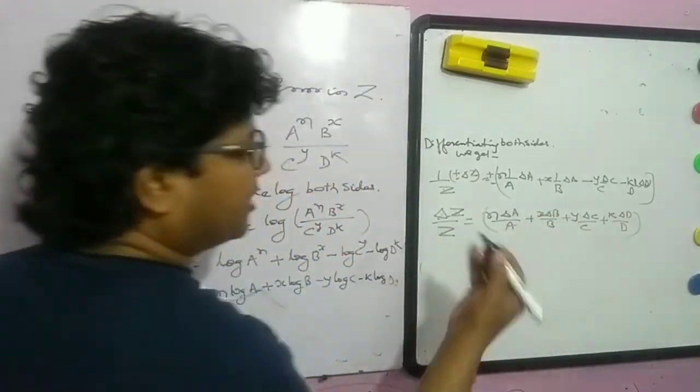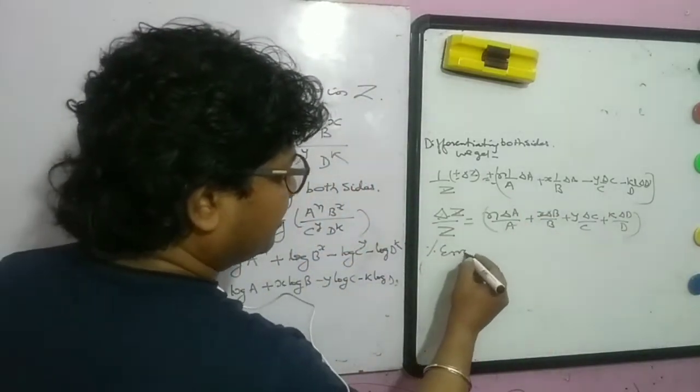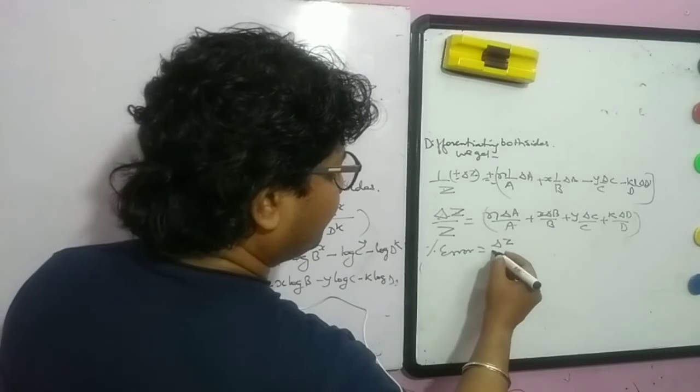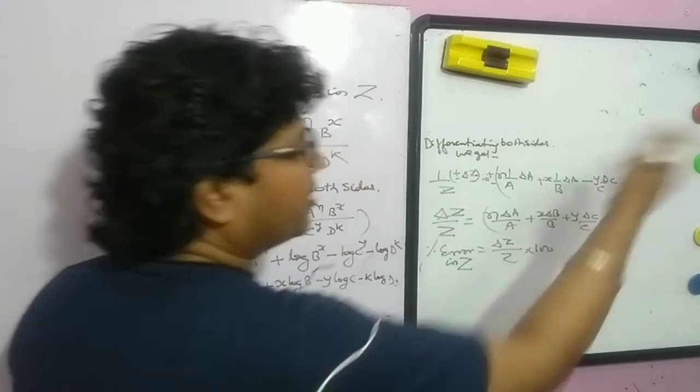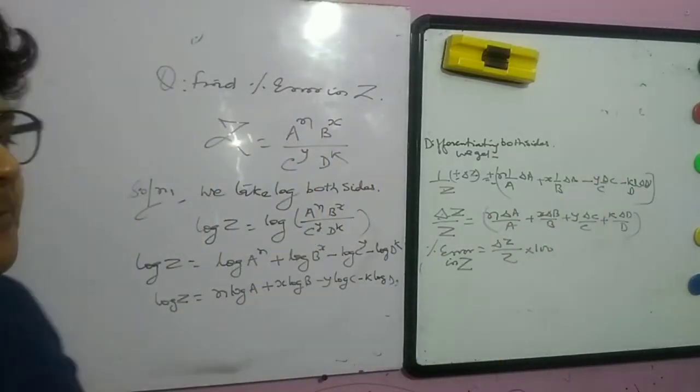This is the value. And if you want the percentage error, then the percentage error in z will be equal to this into 100. So you can multiply both sides by 100. So this is your error.